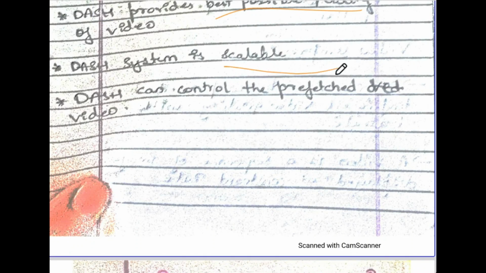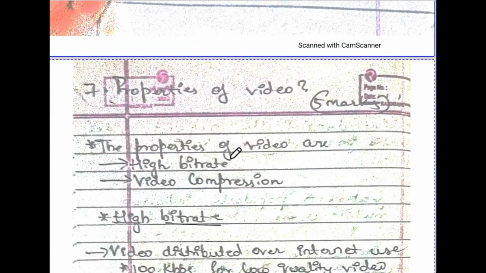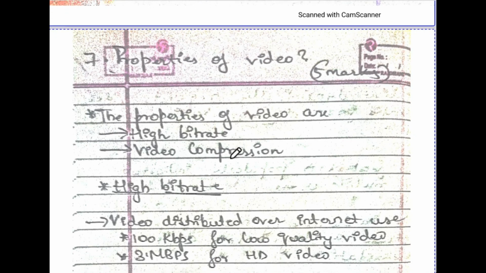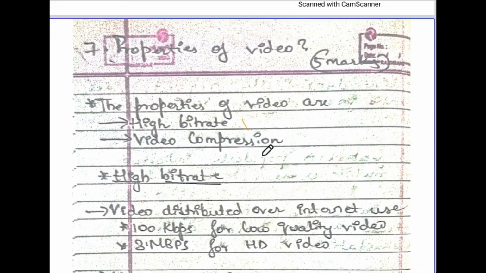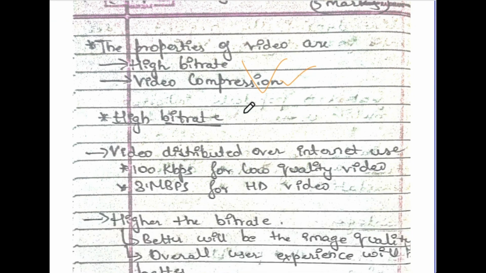DASH systems are scalable. DASH can control the refresh of video. So in YouTube, if we don't open the video and just stay on this place, the video starts playing. That is prefetched video. Properties of video: the properties of video are high bitrate and video compression. So, video distribution over network.